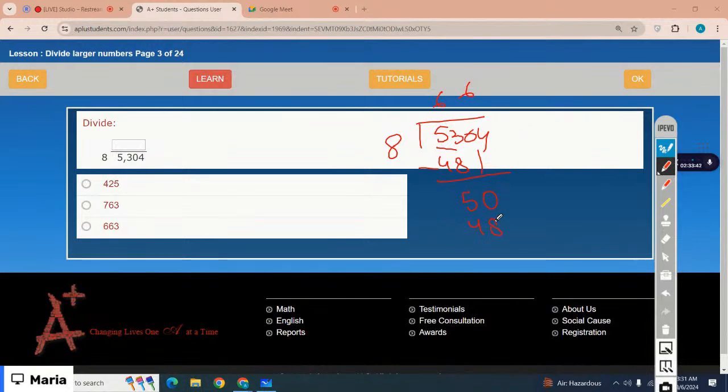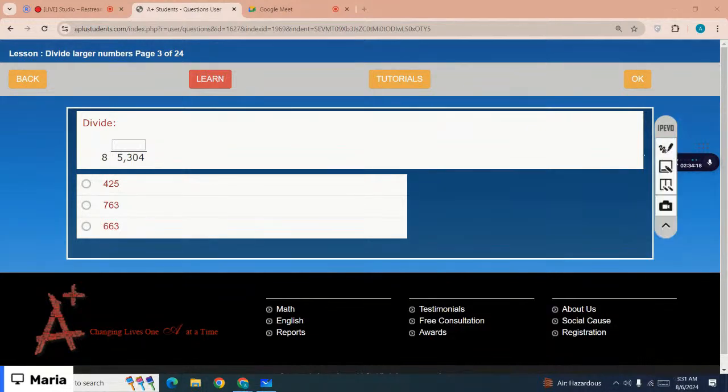8 times 6 is 48, right? So 50 minus 48 is 2. You need to bring the 4 down. 8 times 3 is 24, right? The correct option is 663. Option number 3 is the correct option.